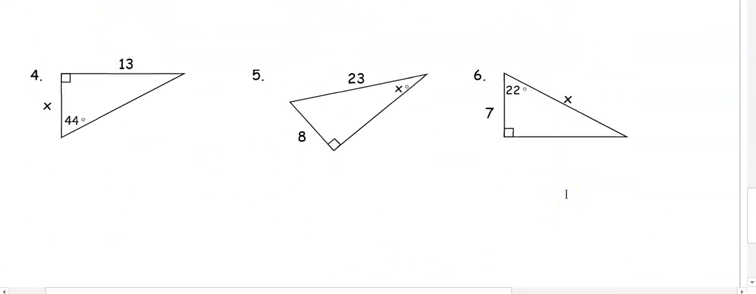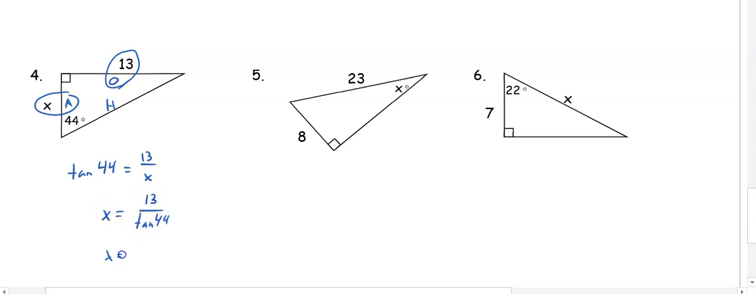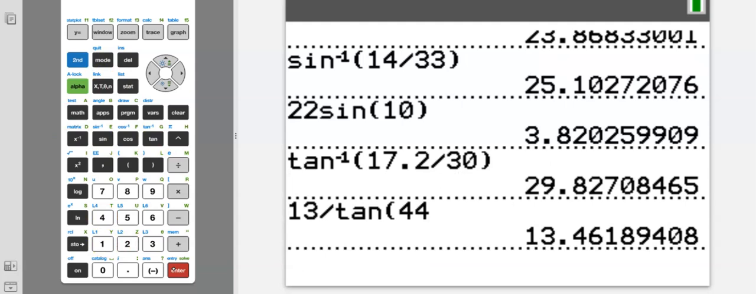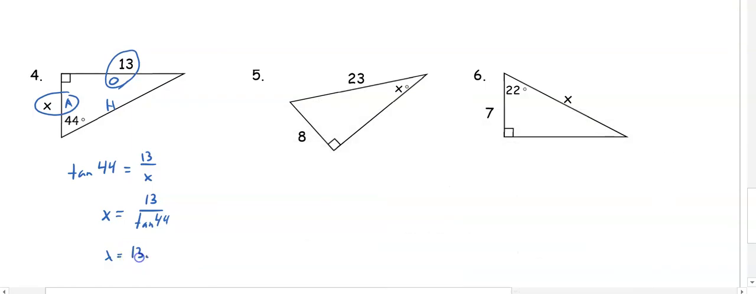In number 4, based on angle 44, we have opposite, adjacent, and hypotenuse. We know the opposite and the adjacent side, so we're using tangent. The tangent of 44 equals 13 over x. When x is in the denominator, we are dividing, so x equals 13 divided by the tangent of 44. So we get 13.5.